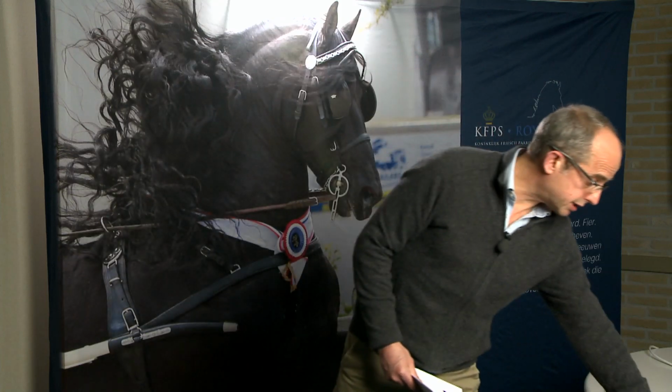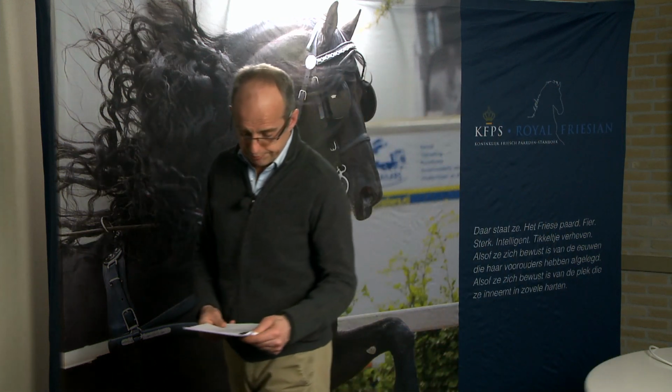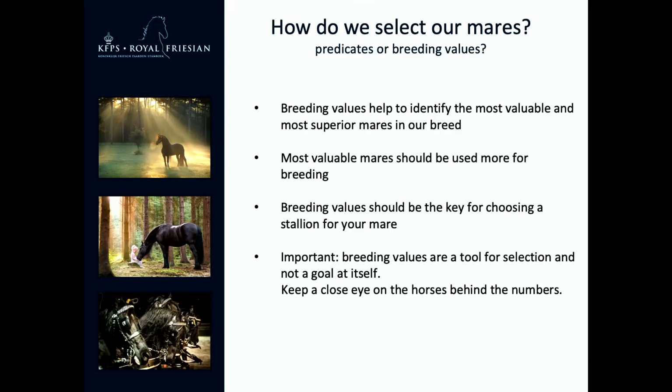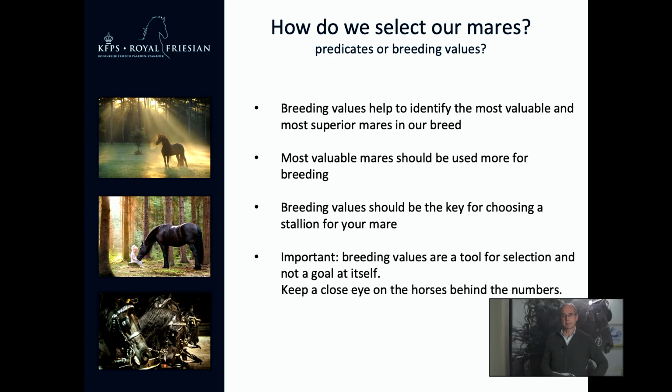So then our last sheet of this webinar. So how do we select our mares, predicates, or breeding values? That was the question for this evening, for this webinar. And well, we have seen that selection for predicates is very helpful and is moving us in the right direction because we have seen that the offspring of model mares is doing better than the offspring of crown mares, and the crown mares are doing better than the star mares, what we expect. But we have also seen that if we select for breeding values, we can have even a higher star percentage in the offspring. So it's more powerful to select for breeding values than to select for predicates.